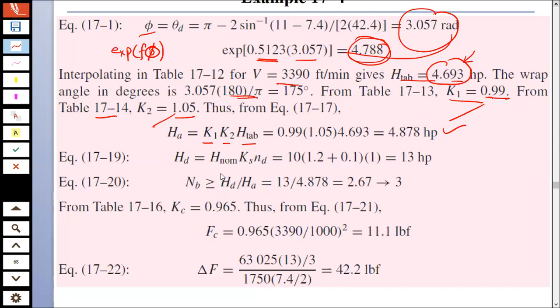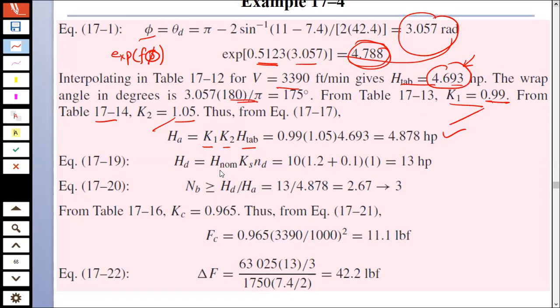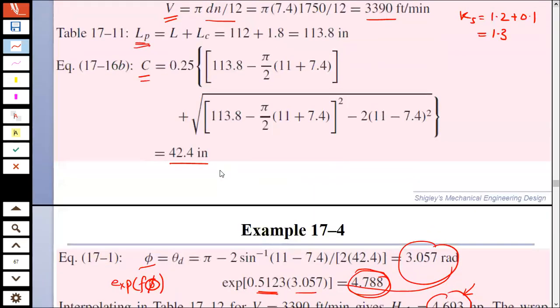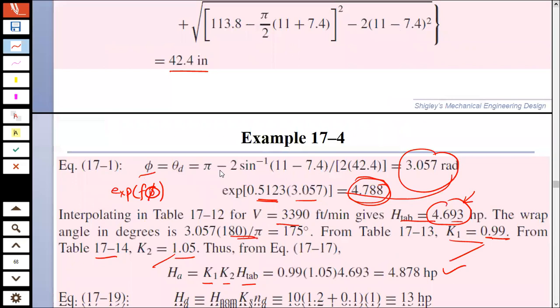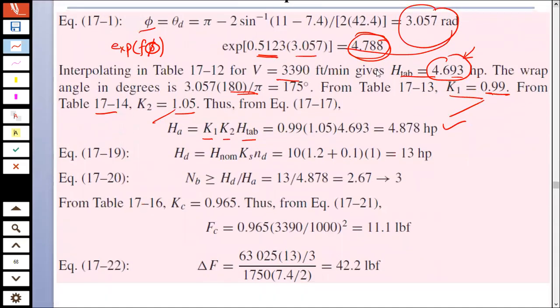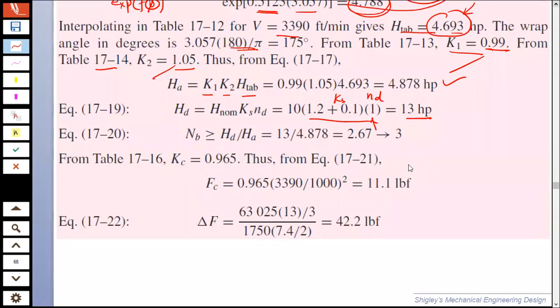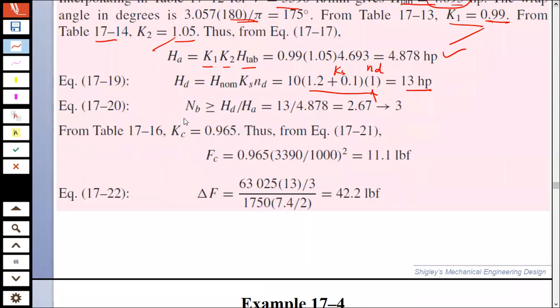Now H design आपका क्या है? You already have the horsepower from the problem statement, which is 10. ठीक है जी, तो what you would do is 10 multiplied by the service factor Ks and Nd. Nd is 1, taken 1 over here, that is fine, and it turns out to be 13. Go ahead and find the number of belts, which is 2.67, and that turns out to be 3. ठीक है जी.